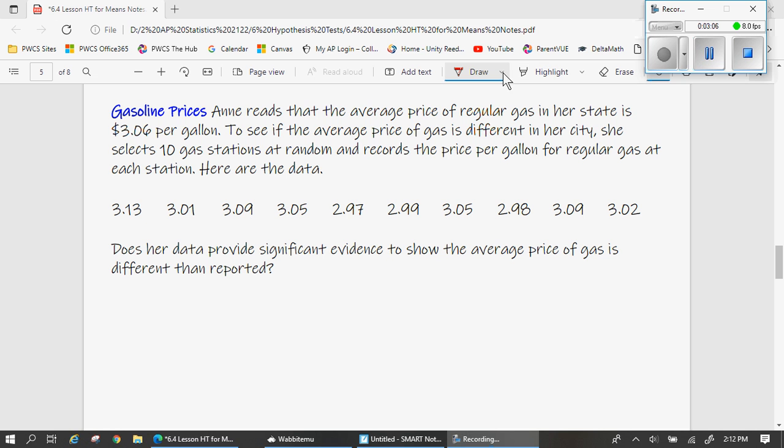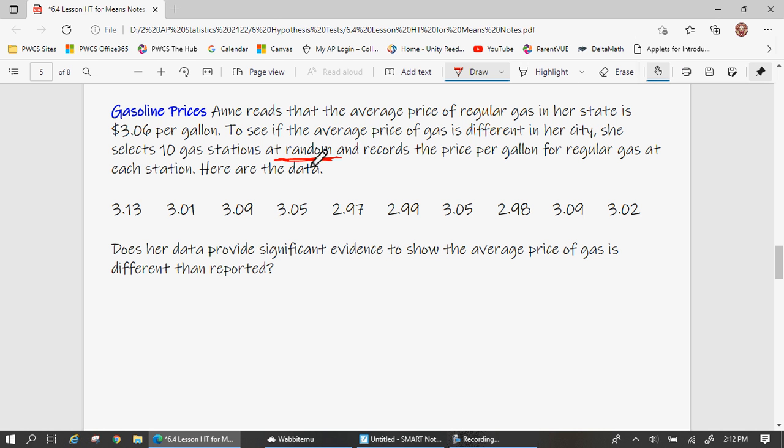And so we do have a random sample. These 10 gas stations were selected at random. 10 gas stations is certainly less than 10% of all the gas stations in a state. So even if these prices were somehow not independent of each other, they're less than 10% of all the gas stations in this woman's state. So we can say that these prices are independent of each other. And then we need to check to see if a normal model is appropriate.